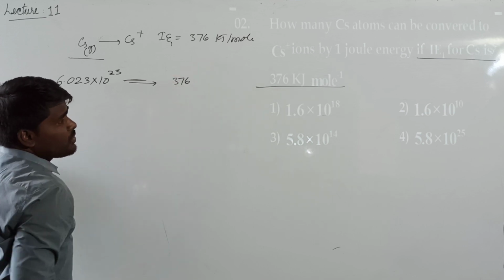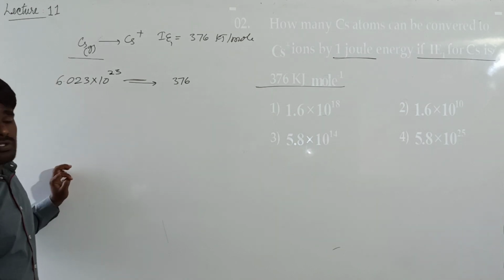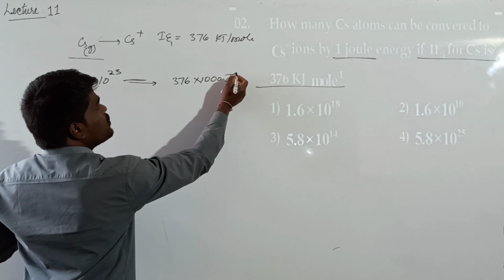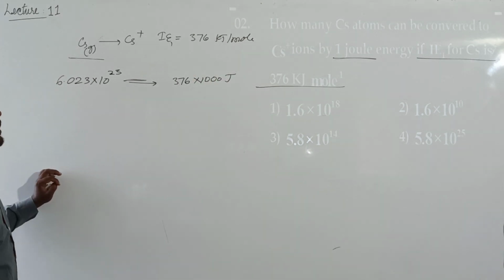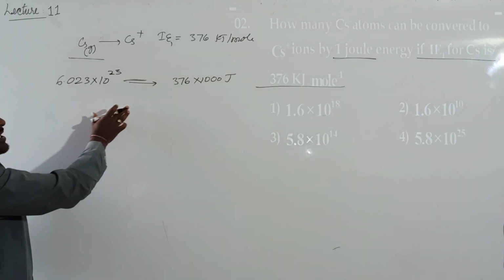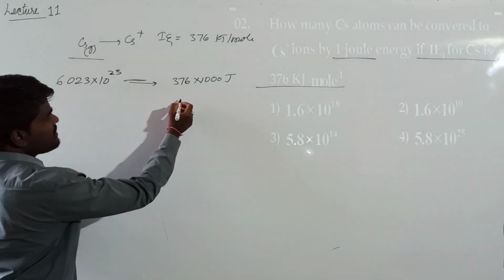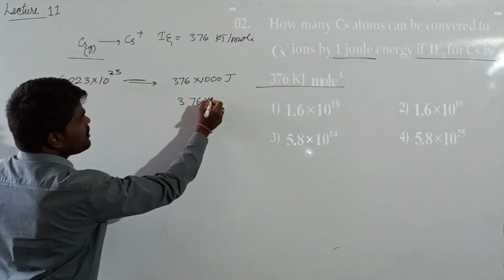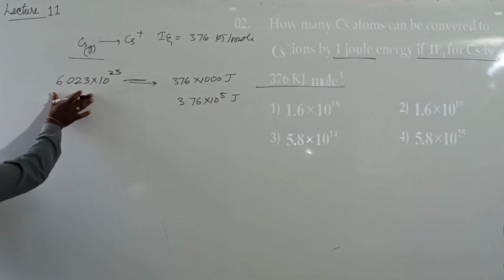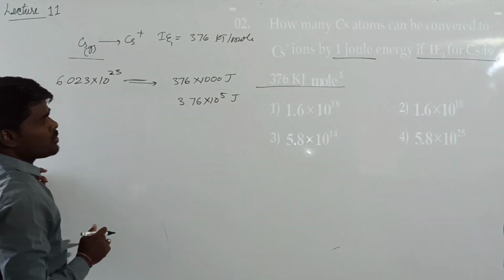376. Here the question is asking about 1 joule. That means you have to take this value in joules, 376 into 1000 joules. In order to convert 1 mole of cesium atoms into cesium plus, how much energy is required? 376 into 1000 joules. Can I write it as 3.76 into 10 power 5 joules? So 1 mole of cesium atoms requires 3.76 into 10 power 5 joules.